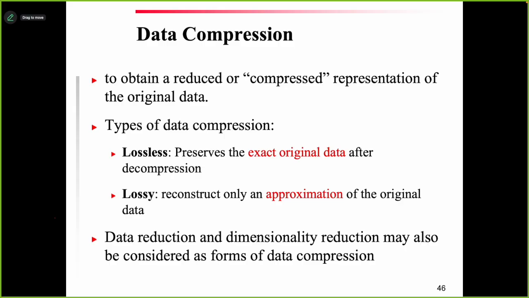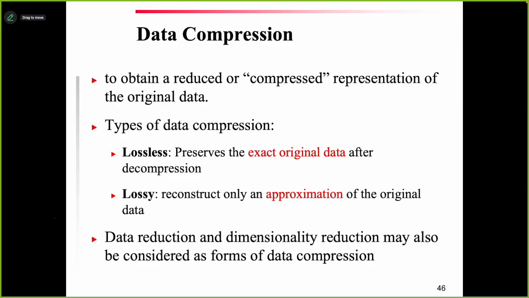So lossless compression is where we can recover the exact original data. It preserves the exact original data after decompression. But lossy compression is when we only recover an approximation. It reconstructs only an approximation of the original data. So it throws away some information, but only keeps what is most important.